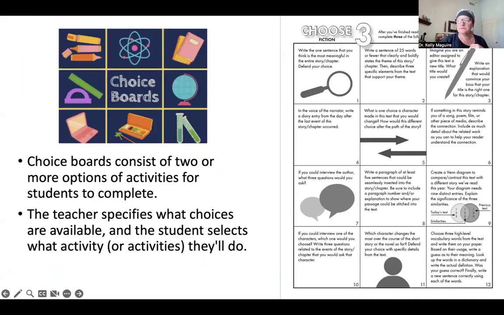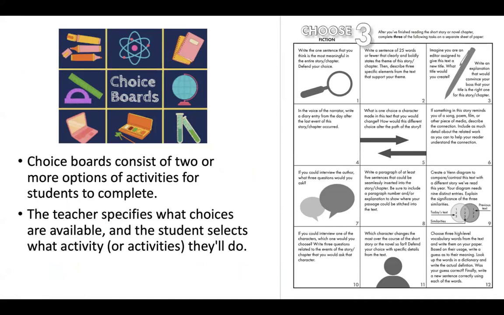I'm going to stop my video so you can see this. This is one of my favorite ways to differentiate, and that's with choice boards. Choice boards give the students at least two, usually more options for activities that they can complete. The teacher specifies what the choices are available, and then the student gets to choose what they want to do or what they don't want to do.